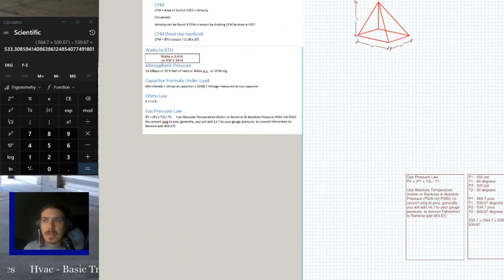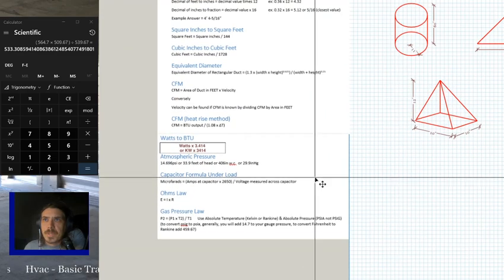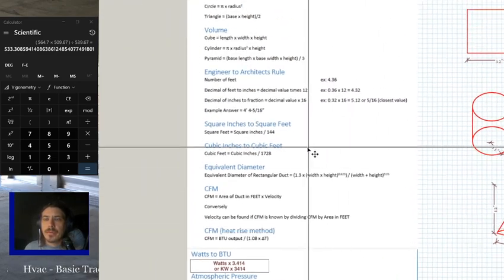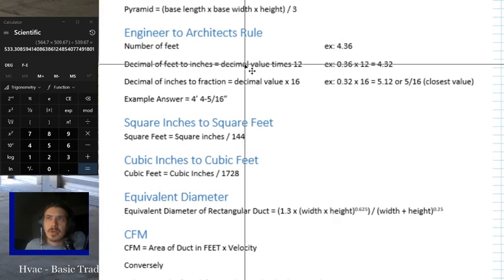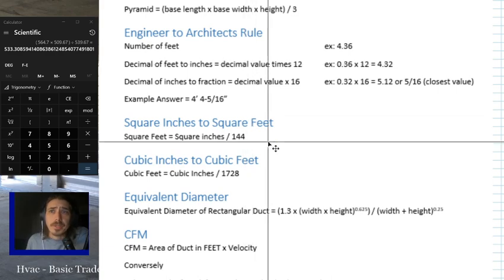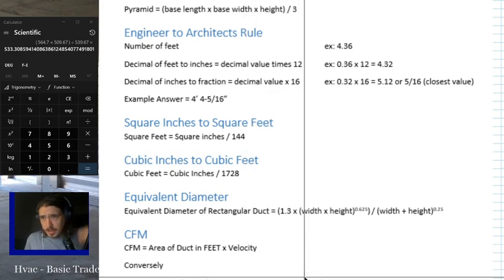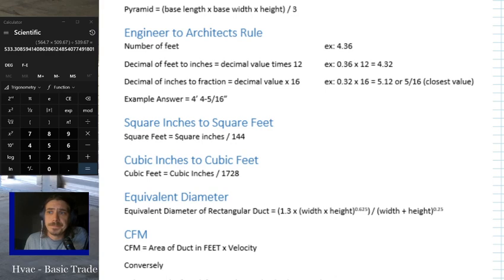So now that we have that, let's switch to Excel. What we're going to do in a second is switch to Excel. We're going to talk about engineer to architect's rule, and we're going to talk about equivalent diameter. The reason we're switching to Excel is I want to show you how to put some of these formulas in Excel, and maybe we'll even throw the absolute pressure formula in there. I want to show you how to do that so you can use Excel or Google Sheets to make some of these processes a lot easier.